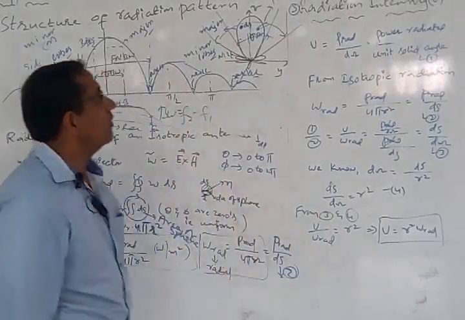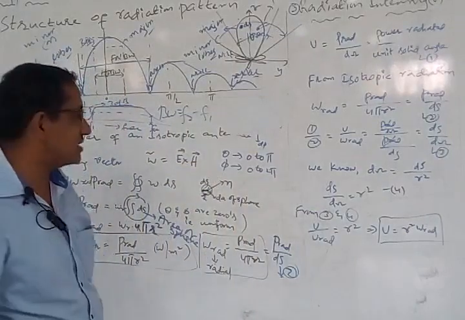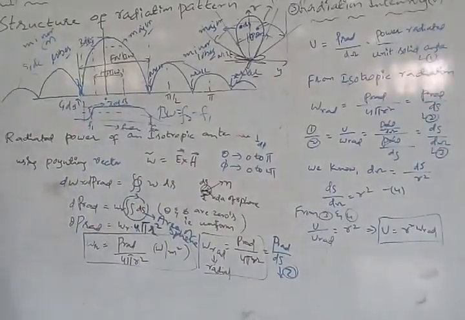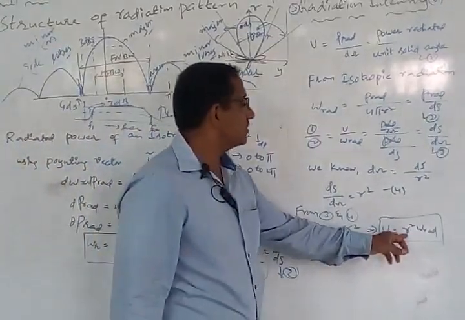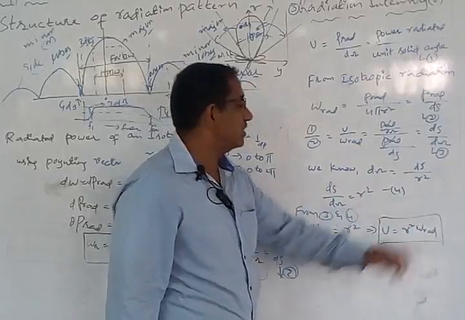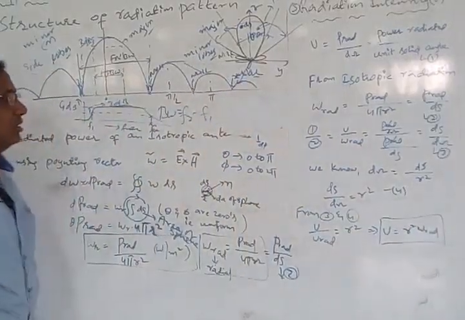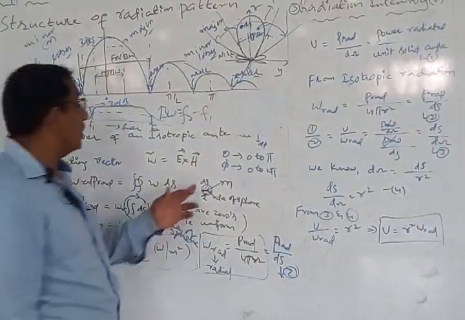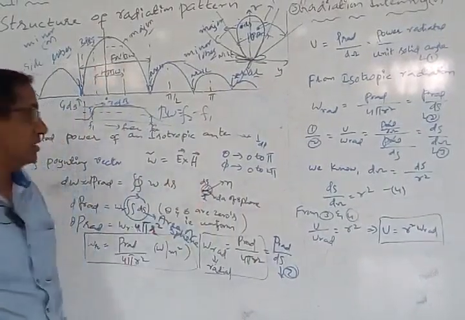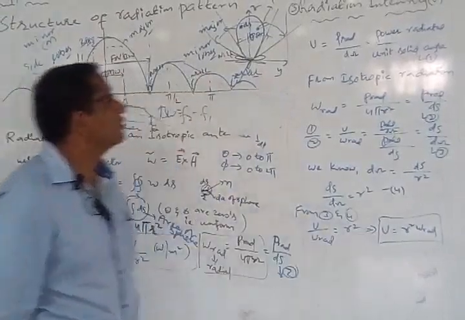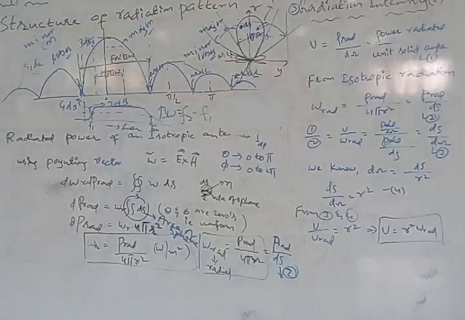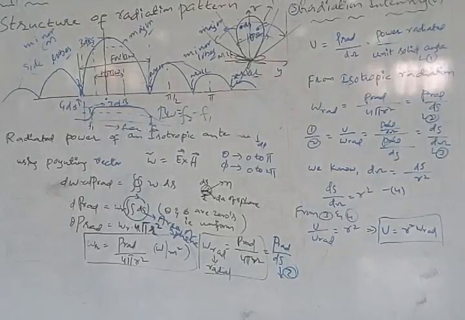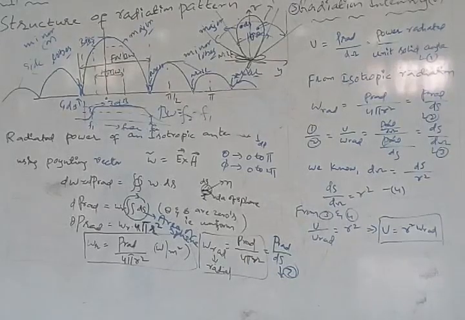So therefore we will be getting a relationship for the radiation intensity: radiation intensity is equal to the square of the radial distance times the power radiated by a transmitting antenna through a differential surface. So that is the basic equation for the radiation intensity. In that equation, R is nothing but the distance between the antenna and the differential surface under consideration.